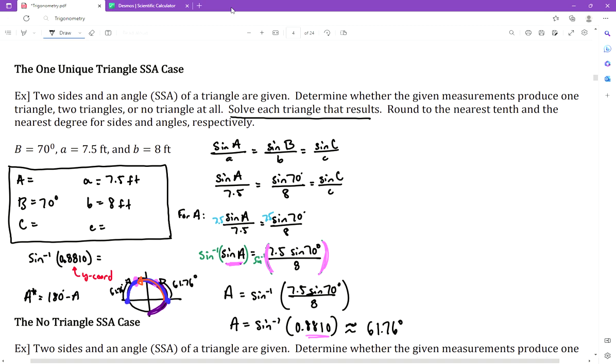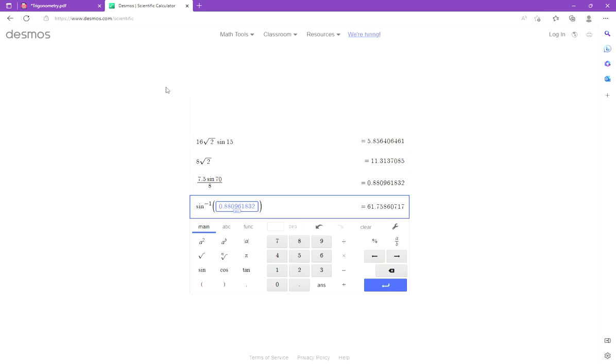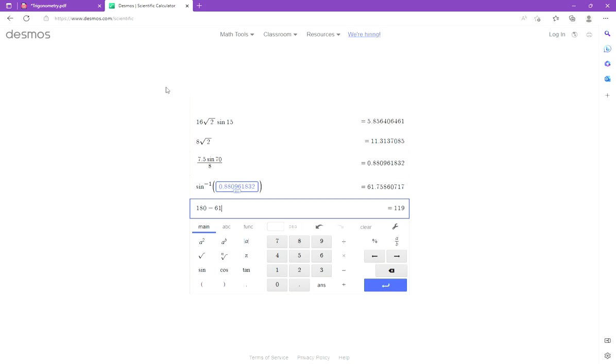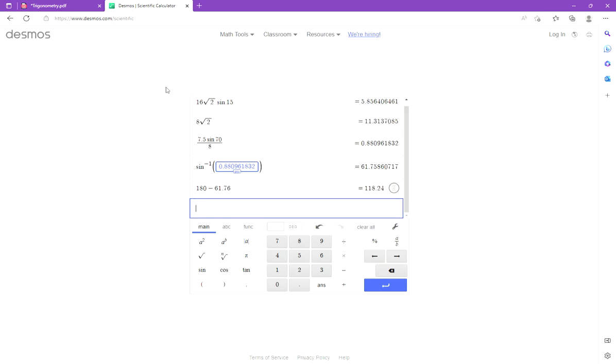And so when we do that, our A star, let's plug that in. So 180 minus 61.76 is 118.24.